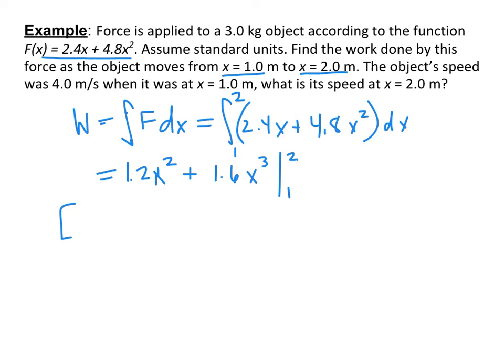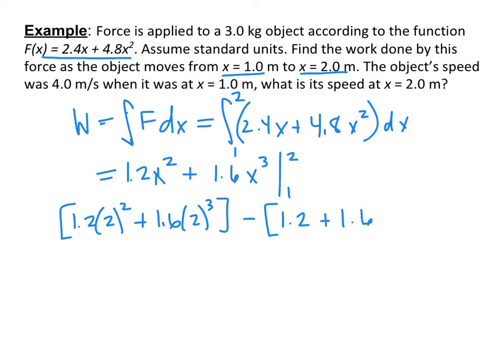So that would be 1.2 times 2 squared and 1.6 times 2 cubed. And then for my lower bound, 1.2 times 1 squared, which is just 1, so I'm just going to leave it off. And 1.6 times 1 cubed, again, leave that off. And this comes out to be 14.8 joules.